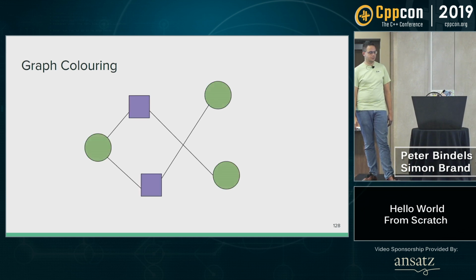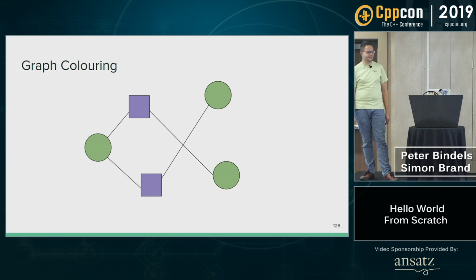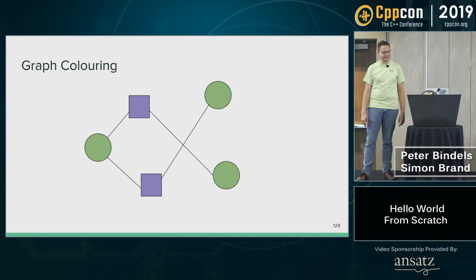So in this example, we could use two colors. There are never two greens which are touching each other, or two bluey purple things, depending what screen you're looking at. So this is a minimal coloring of this graph. You cannot get better than this.